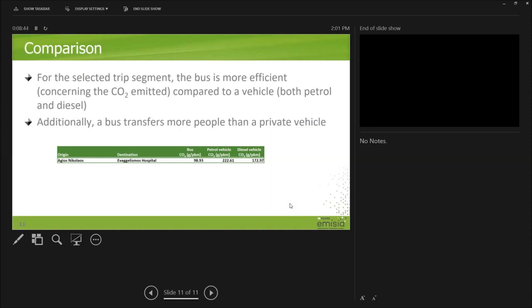So as you can see here, for this specific segment of the route, the bus emits approximately 100 grams per passenger kilometer, whereas the vehicles, whether it is a petrol vehicle or a diesel vehicle, emit much more than that. And the reason is that the bus transfers more people than a private vehicle. So that's why it's better to use the public means of transport instead of our private vehicles.